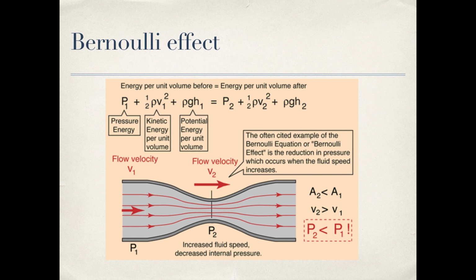Therefore, because the sum of the pressure plus the kinetic energy plus the gravity energy is constant, the only way to achieve it is, if the kinetic energy increases, by lowering the pressure. So if you have a pipe like this, then the pressure here is larger and the pressure here is lower. And that is the important physical realization of the Bernoulli law, and it is used in many devices.